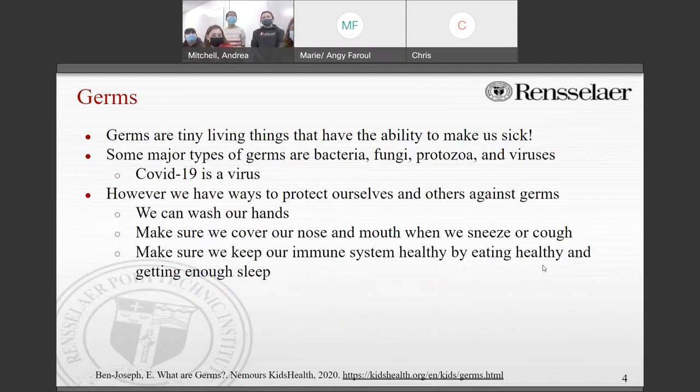So, germs. Germs are the tiny living things that have the ability to make us sick. Some major types of germs are bacteria, fungi, protozoa, and viruses. COVID-19 is a virus. However, we have ways to protect ourselves and others against germs. So we can wash our hands, make sure we cover our nose and mouth when we sneeze or cough, and make sure we keep our immune system healthy by eating healthy and getting enough sleep.